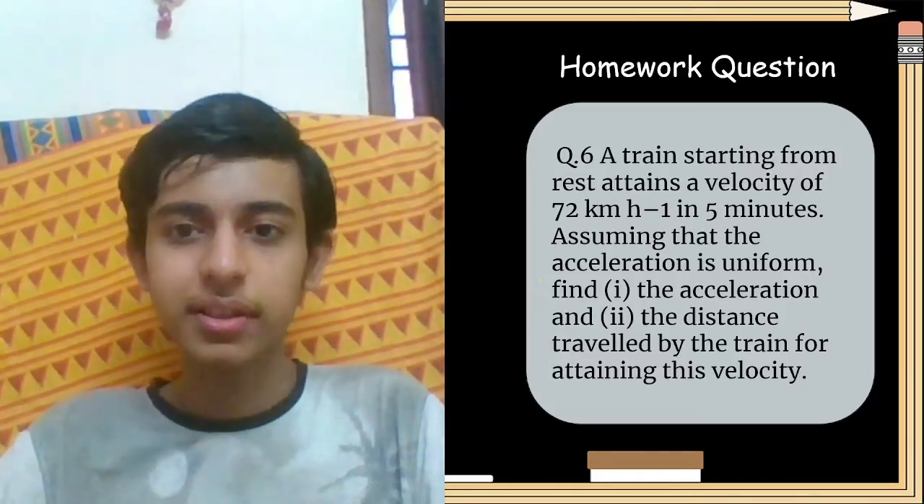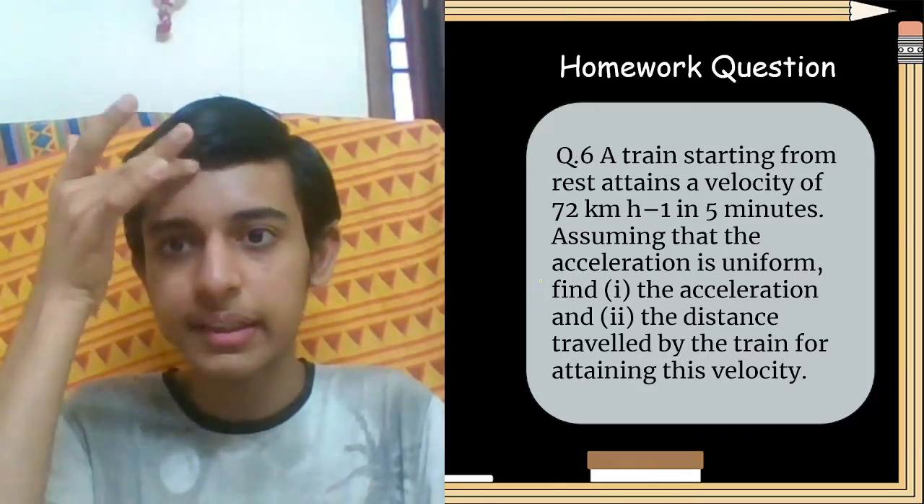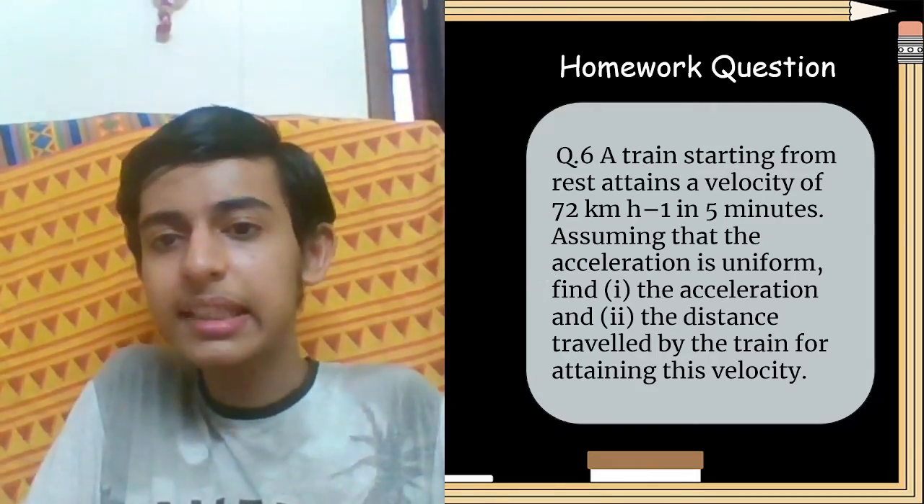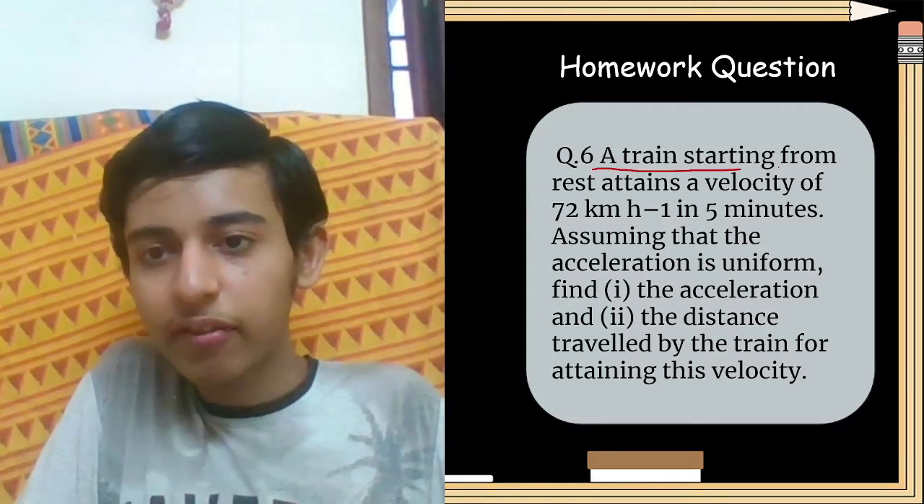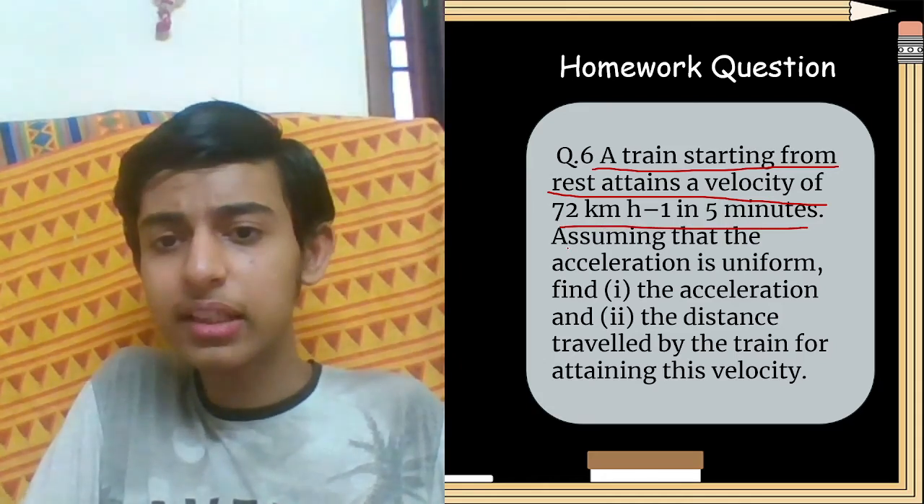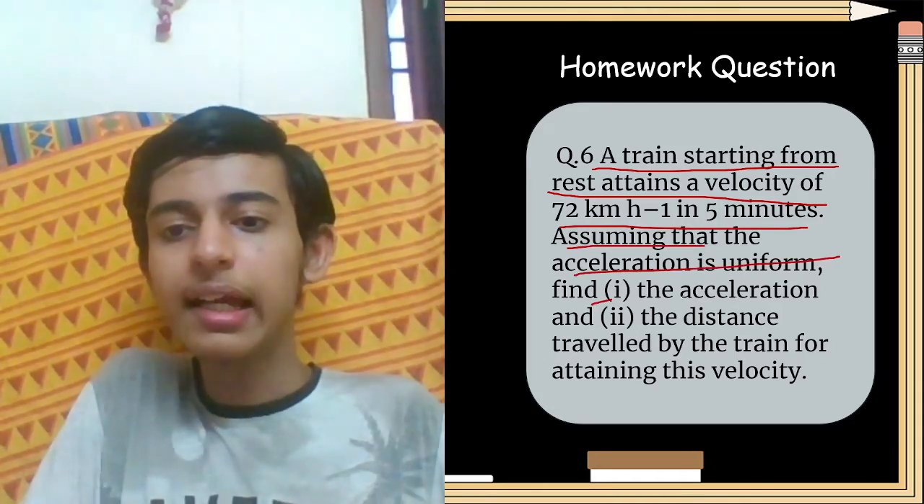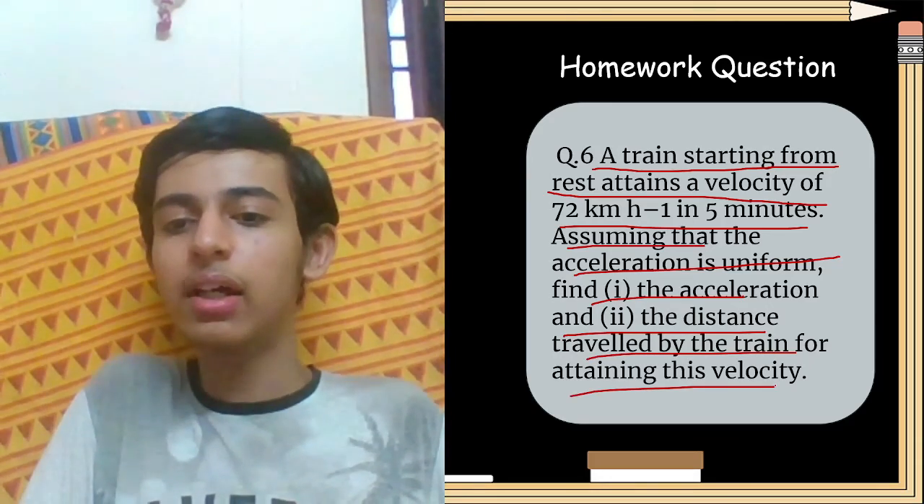Now a homework question is there for you to solve. You have to solve it and let me know the answer in the comment section. A train starting from rest attains a velocity of 72 kilometers per hour in 5 minutes. Assuming the acceleration is uniform, find the acceleration and the distance traveled by the train for attaining this velocity.